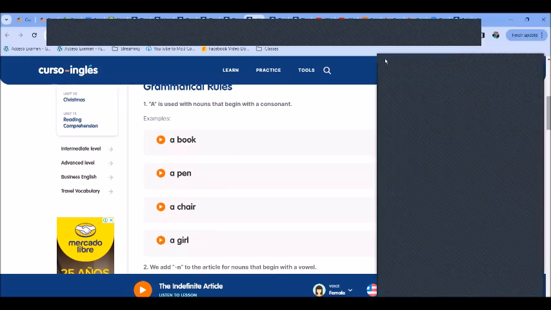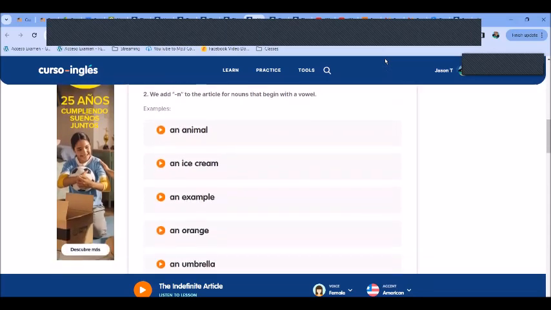Yes, number two, we add an to the article for nouns that begin with a vowel. An animal, an ice cream, an example, an orange, an umbrella. Good. So we notice the sounds. They're pretty clear. English is famous for exceptions.